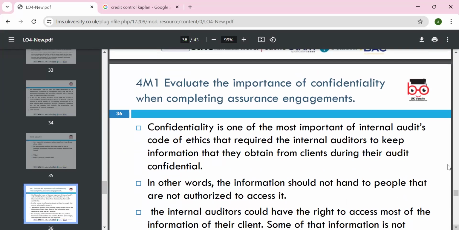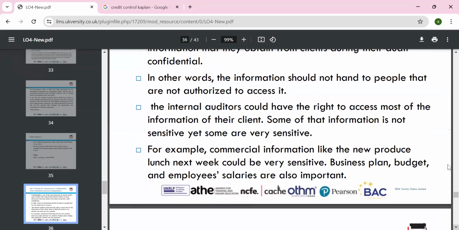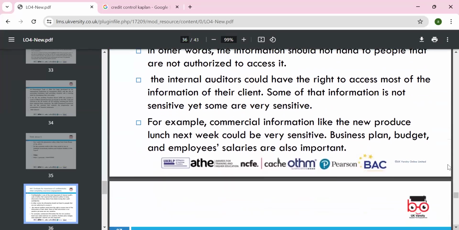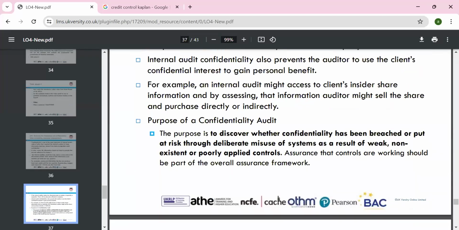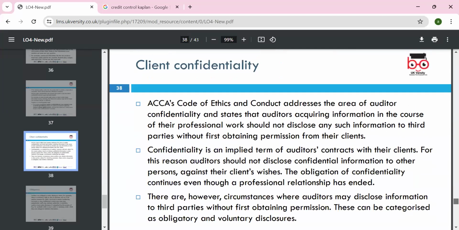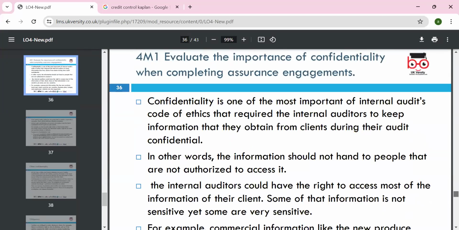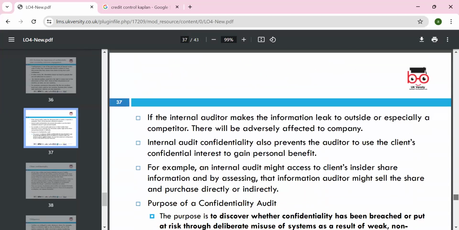You should not discuss with third parties, not get involved, and not take gifts. Sometimes we can share information such as the business plan, budget, or salary, but it is important not to declare information to a third party without the consent of the client. So we have had a lot of discussion here. We've been given the ACCA article, which we can follow.